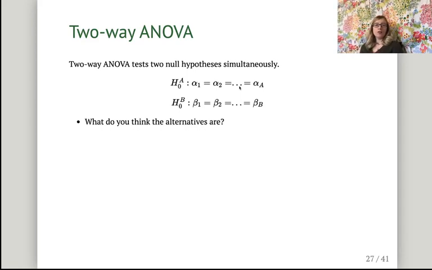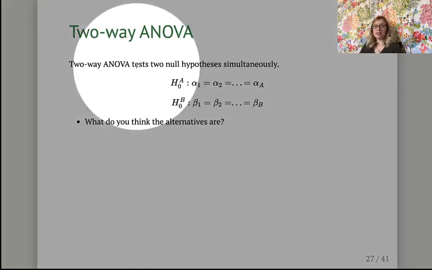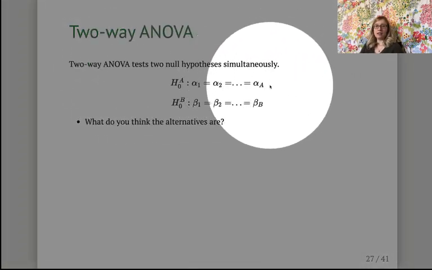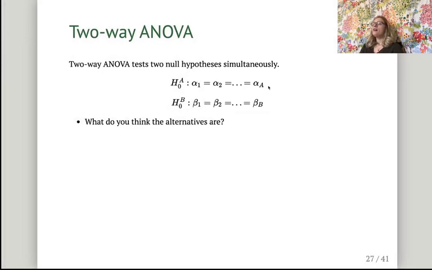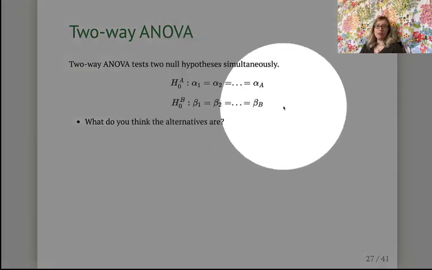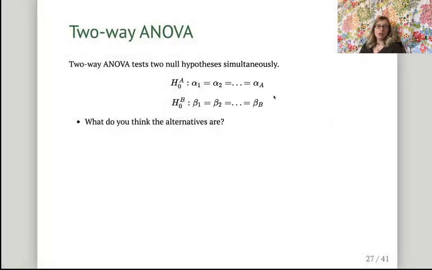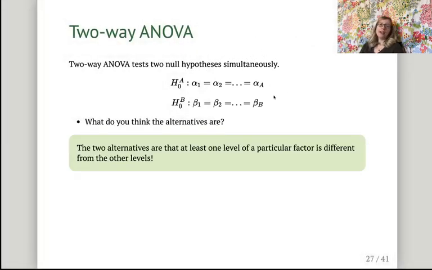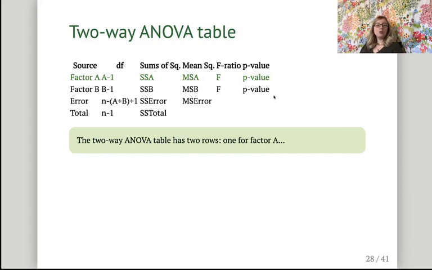In a two-way ANOVA model, we've actually got 2 null hypotheses that we're going to test at the same time. We'll write these in terms of the group effects. So for factor A, the null hypothesis is that all of the groups are the same. We'll say that there are A levels of factor A. For factor B, we'll say that all of the group effects, betas, are the same. The alternatives are that for each factor, at least one level is different from the others. The two-way ANOVA table is a little bit bigger. It's just going to have 2 rows: 1 for factor A and then 1 for factor B.